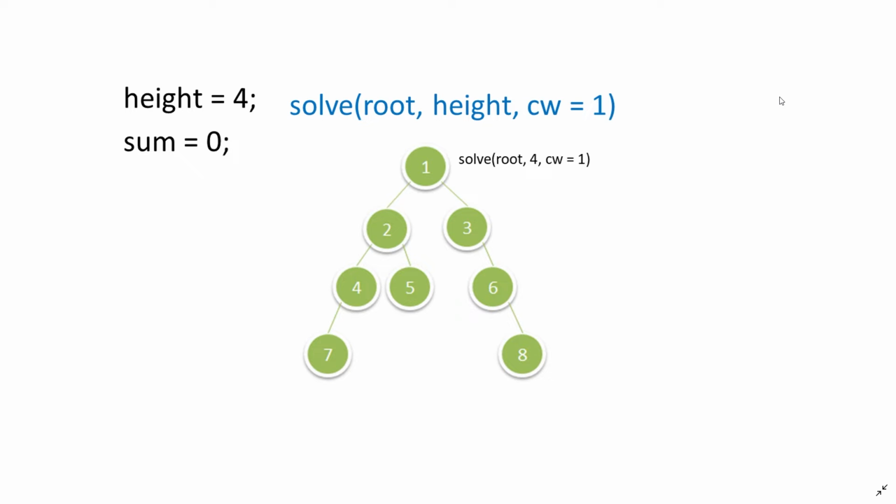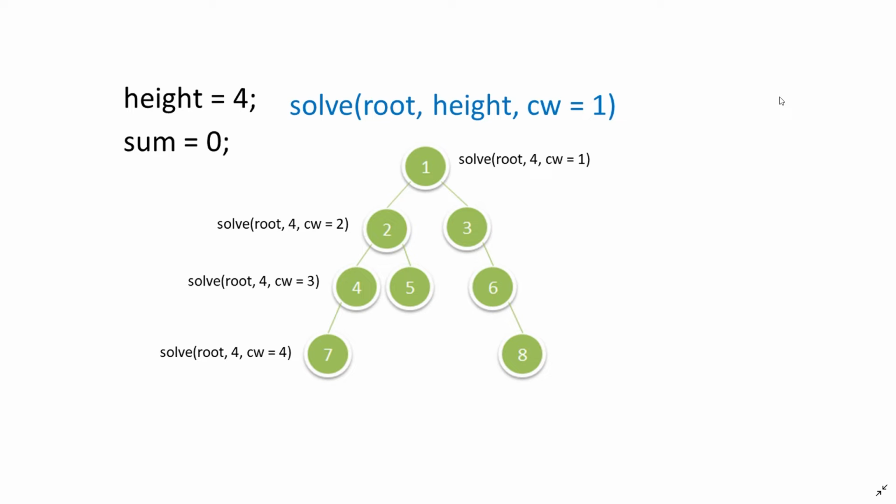So we first make the call at the root. The root and height will always be 4, and CW is equal to 1, which indicates that we are at the first level. Then we make our next call. Now we have updated the CW variable to 2, which indicates that we are at the second level. We continue this and make recursive calls on our tree. Now CW is 3 and now 4. So we are at the deepest level, which means we have encountered a node which is at the height of the binary tree.